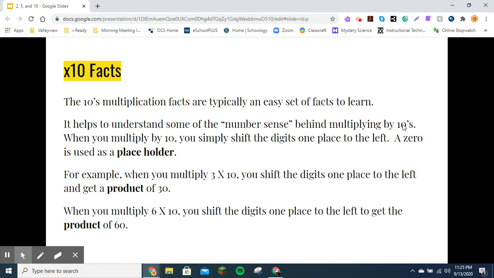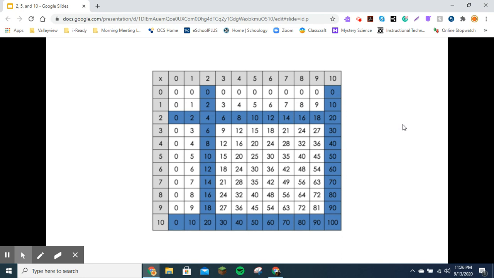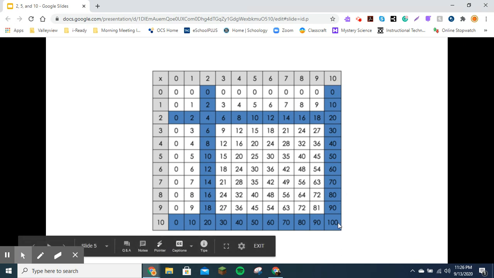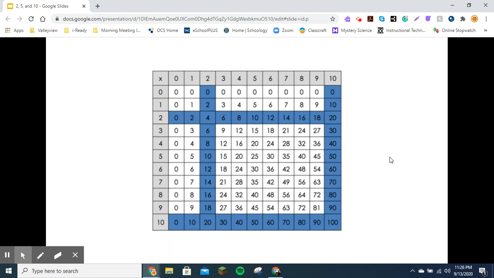So here's a couple examples. If we do 3 times 10, we can shift the digits one place to the left. So take that 3, move it one to the left. Now you've got that empty space there. You've got to drop a 0 in there, and that gives you a product of 30. Same for 6 times 10. Take your 6, shift it one spot to the left. You've got an empty space, put in a 0, and you have a product of 60. As you can see here on our chart, we've got our column of tens here and our row of tens right here. And again, these are just a good visual reference for kids to see how our facts are used.